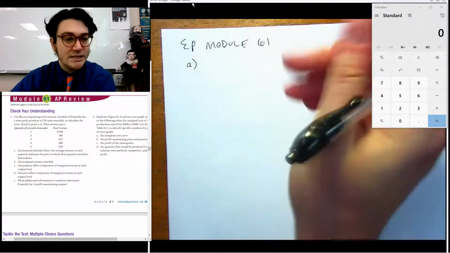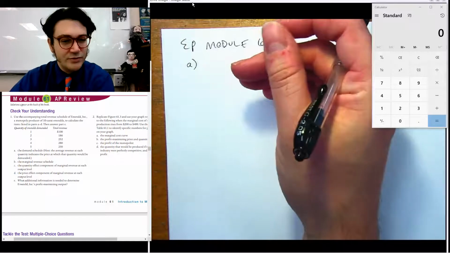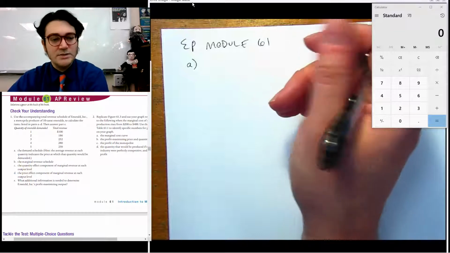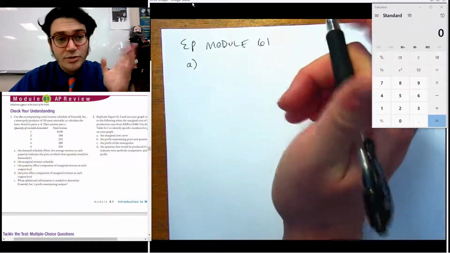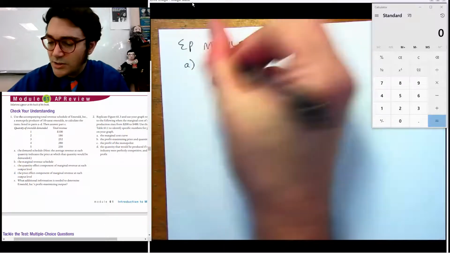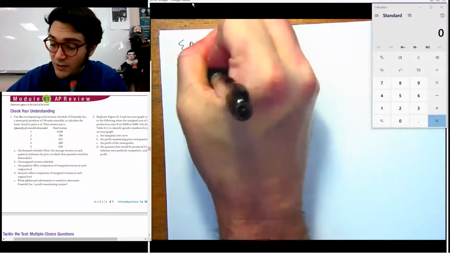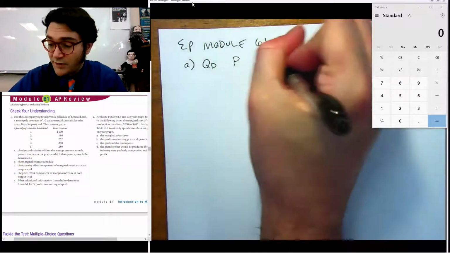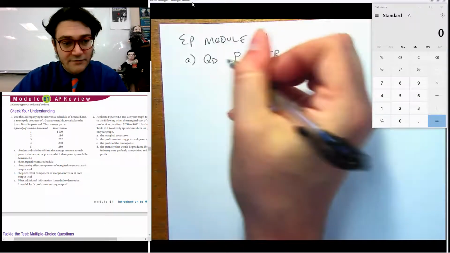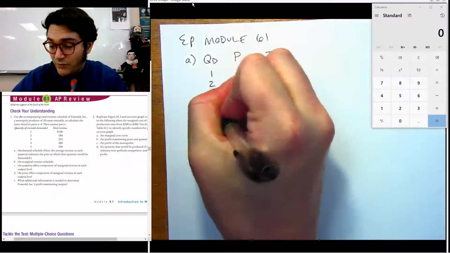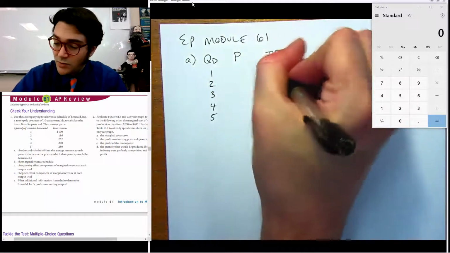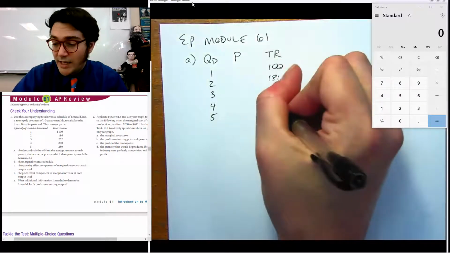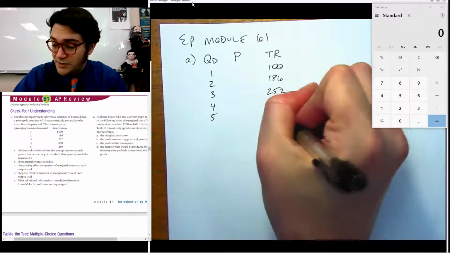So for part A, it says the demand schedule, and then it gives you a hint. The average revenue at each quantity indicates the price. Okay, so that's one way to do it. There's an easier way, I think, but I think they're actually telling you the same thing. So they just want us to do a demand schedule. So we have quantity demanded and price, that's all a demand schedule is. And they're also giving us total revenue already. We have 5 units: 1, 2, 3, 4, 5. And they give us 100, 186, 252, 280, and 250. So their TR falls there.